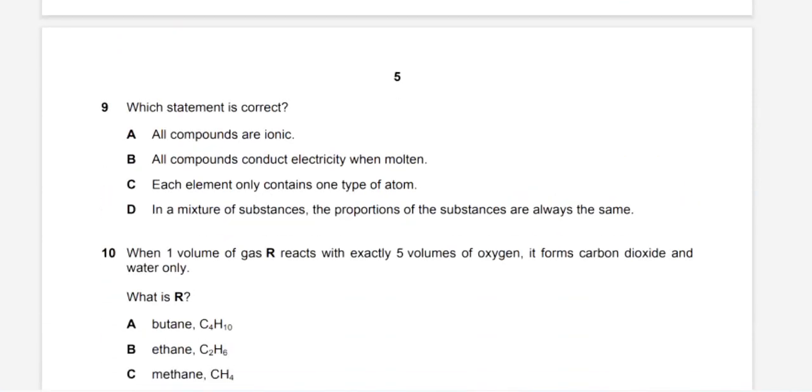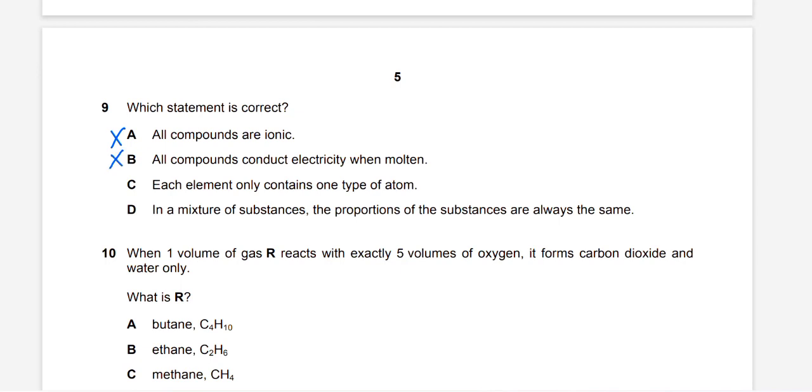Next statement: all compounds are ionic, and all compounds conduct electricity when molten. All compounds are not ionic. Some are covalent as well. All compounds conduct electricity when molten? No. Some compounds which are not ionic, even if they are molten, do not conduct electricity because they don't have ions.